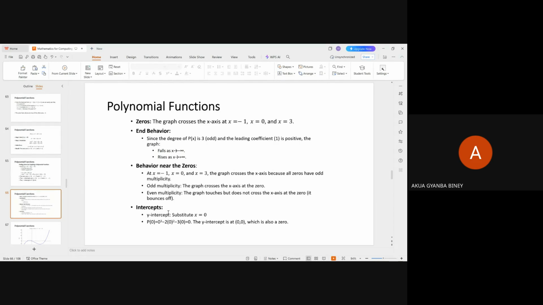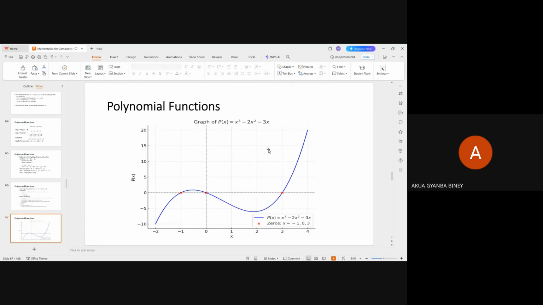The intercept. To get the y-intercept, substitute x equals 0. So if x is 0 and you put it into the polynomial given, you get 0. So when x is 0, y is 0. That will be your y-intercept. So using what we got, we can now plot our graph: x equals -1, 0, and positive 3.